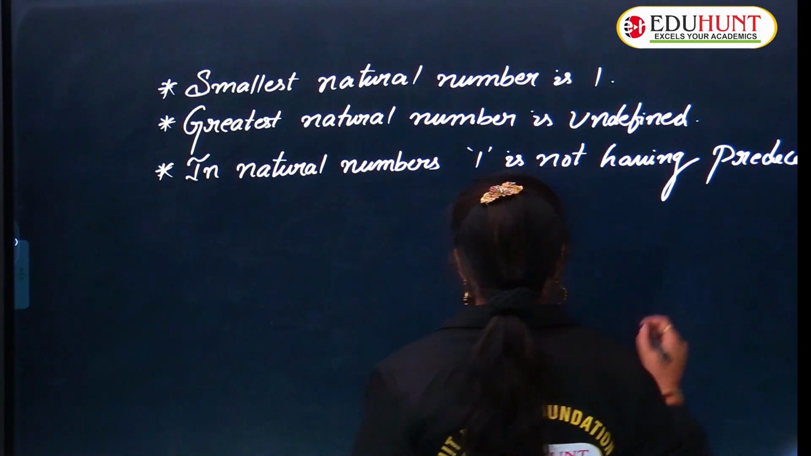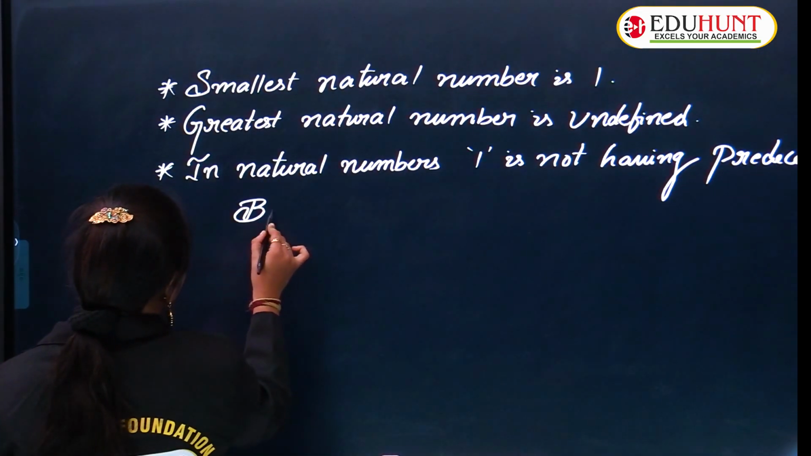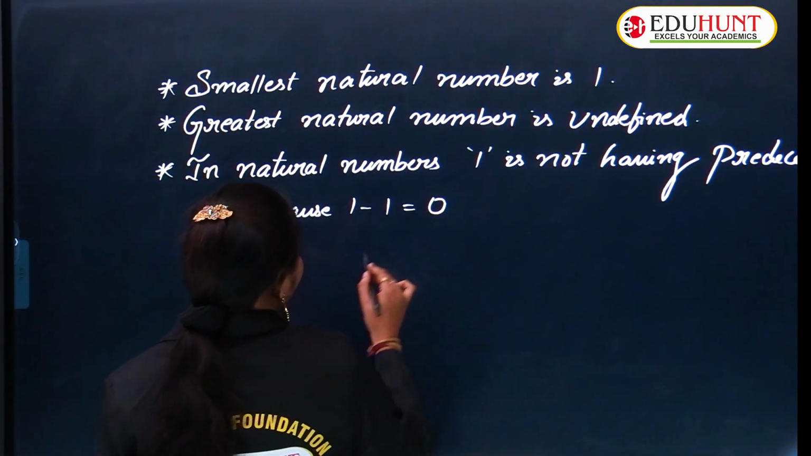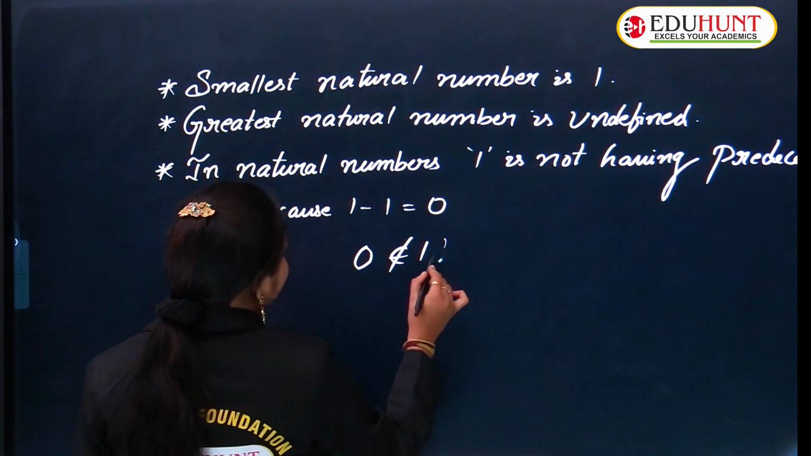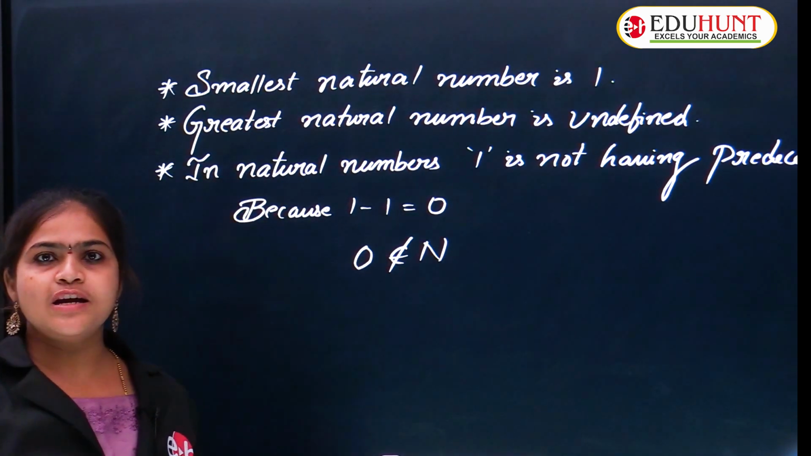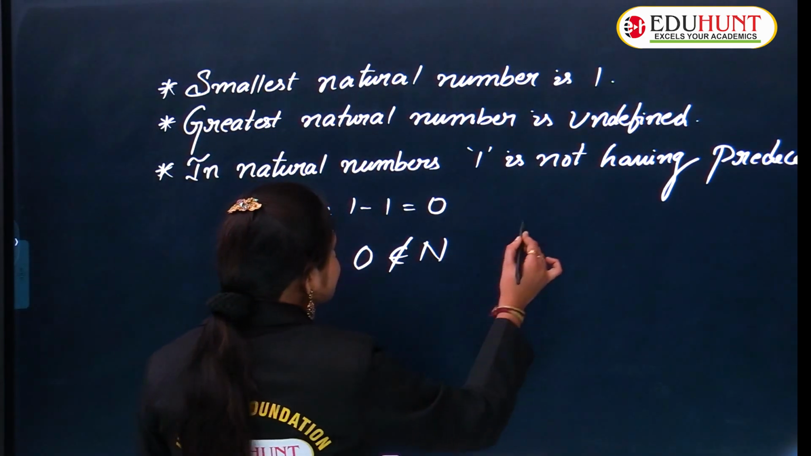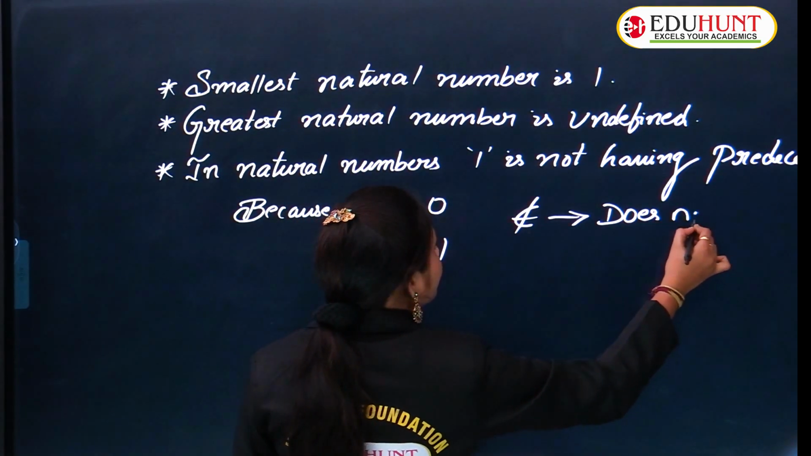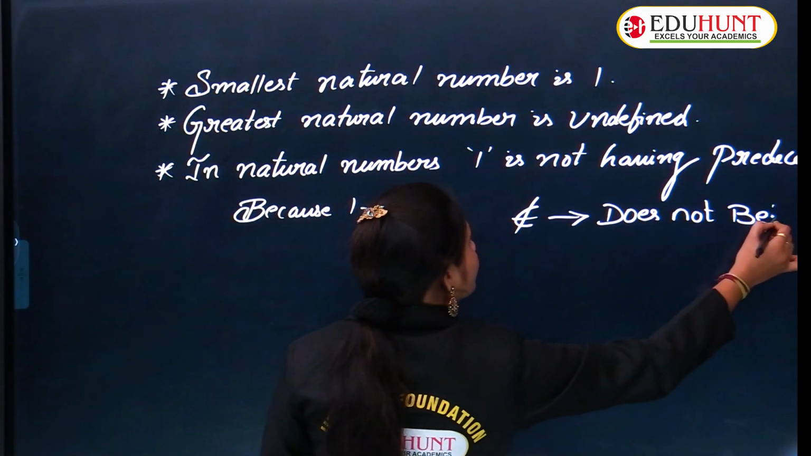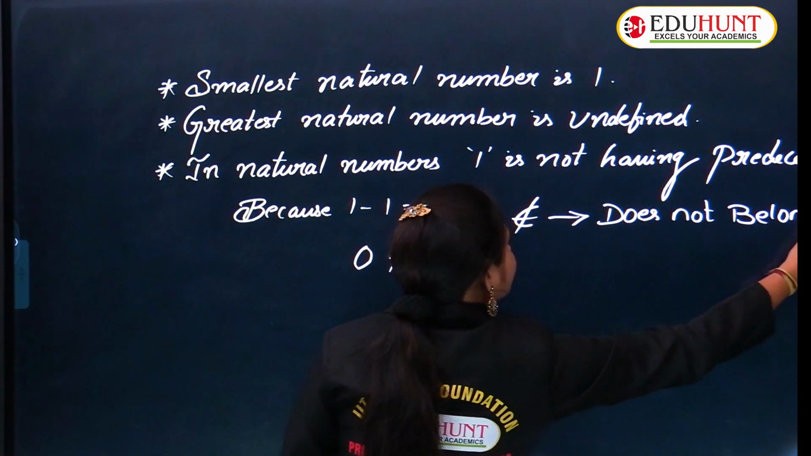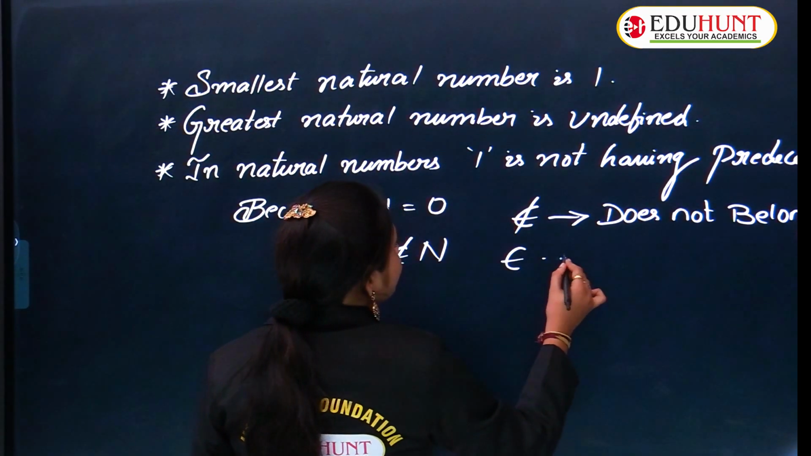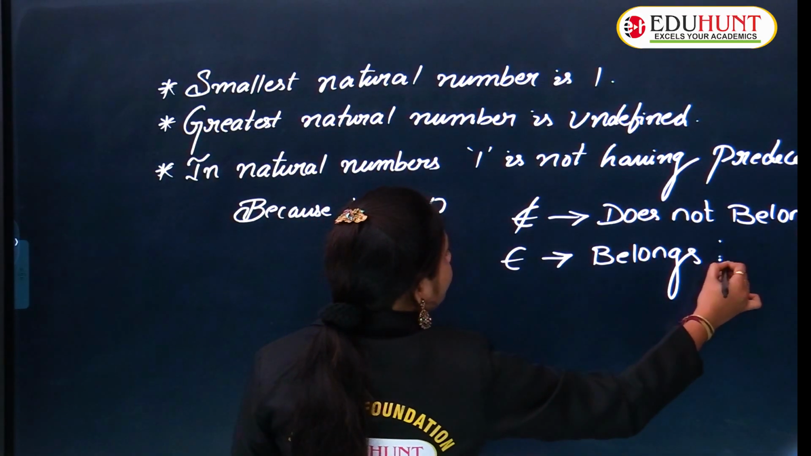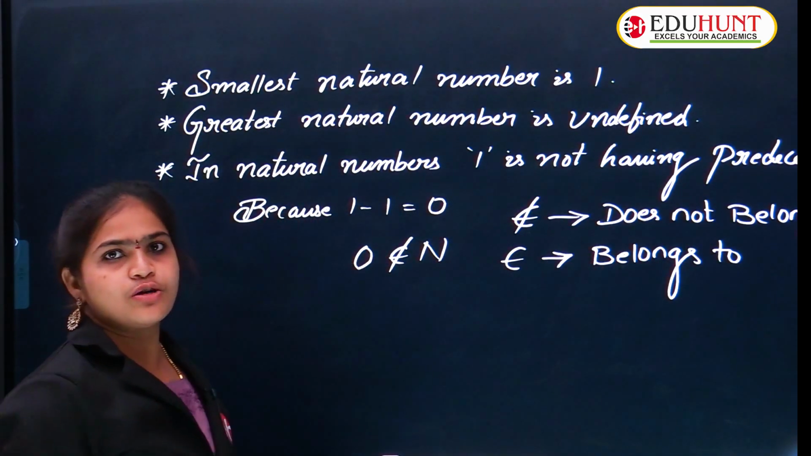Why? What is the reason? Because 1 minus 1 is equal to 0, and 0 does not belong to natural numbers. This symbol represents does not belong to, and this symbol represents belongs to. They are opposite symbols: belongs to, does not belong to.